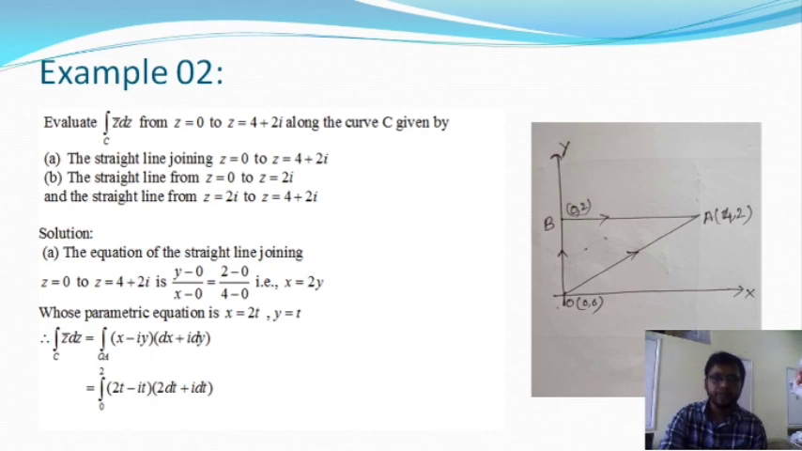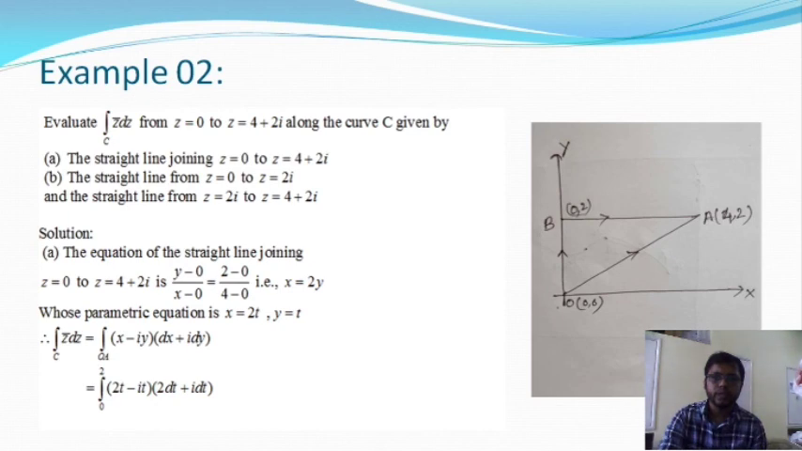So this is the equation of a straight line which passes through the point z is equal to 0 and z is equal to 4 plus 2i. The parametric form of the straight line is x is equal to 2t and y is equal to t. So the integration over c of z bar dz is equal to the integration of OA along this straight line, where z bar is equal to x minus iy, into dx plus i dy.